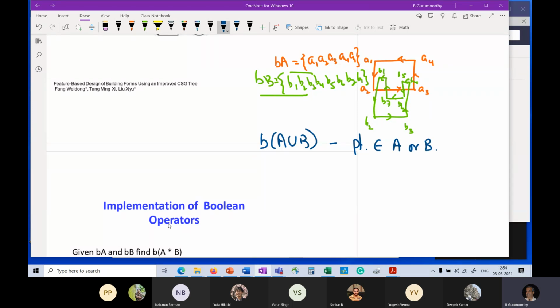So I want you to think and tell me, right? Can you give me an expression for the boundary of A union B? What should it be?